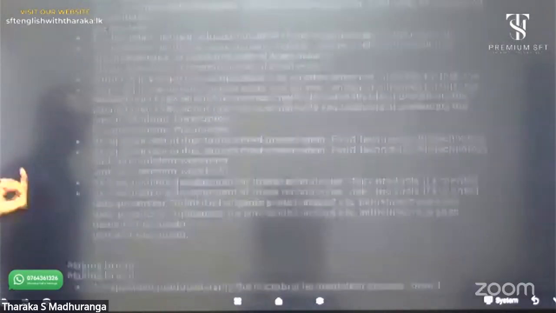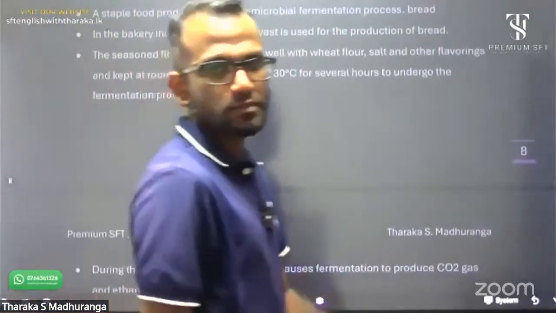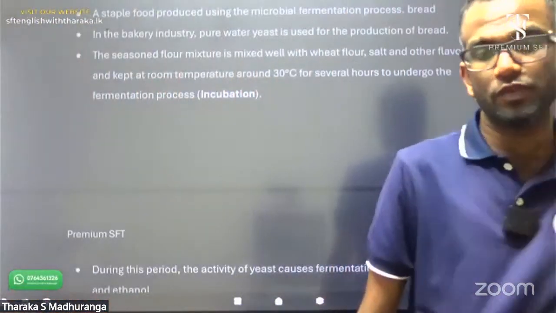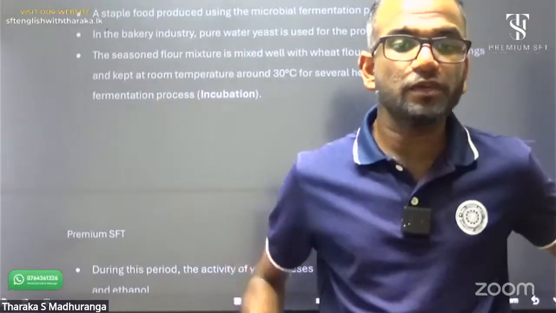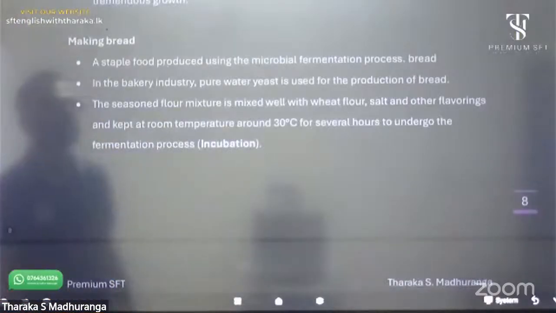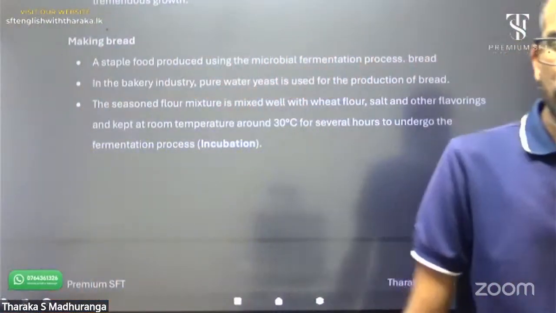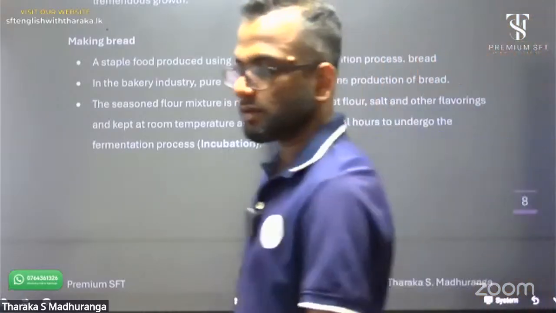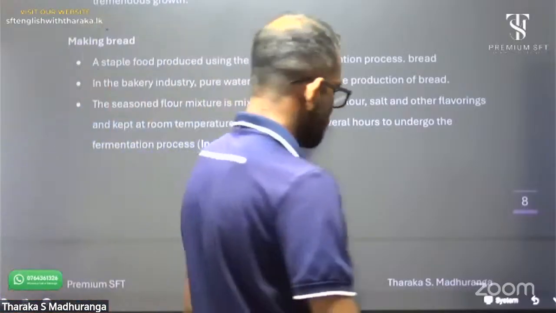We don't need these parts. Let's go straight to production, making of bread. In bakery production, in food production, how do we use microorganisms? The first one, bread production, bread making. Do you know what the raw materials for bread production are? Wheat flour. Yes, wheat flour.